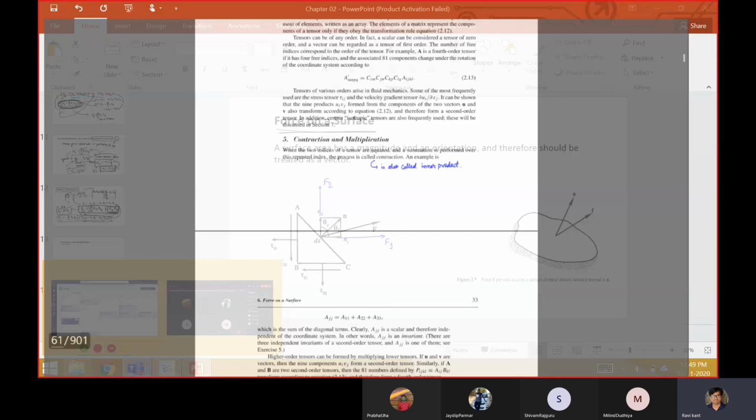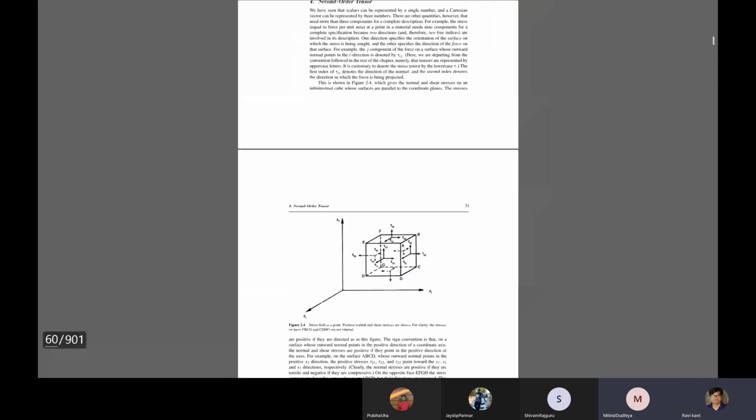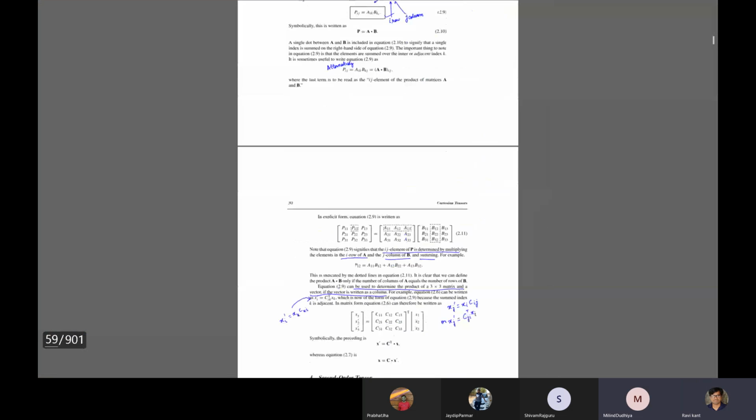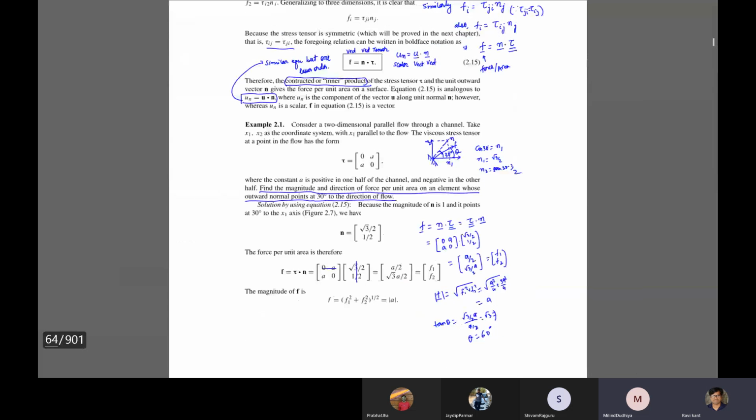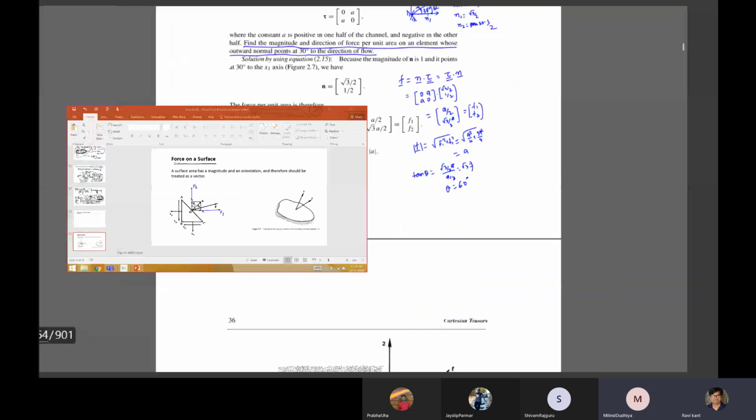And keep reading this book. Please keep reading this book, this Kundu Cohen. I'm following this book. You should go through it thoroughly. You will understand what it tells.